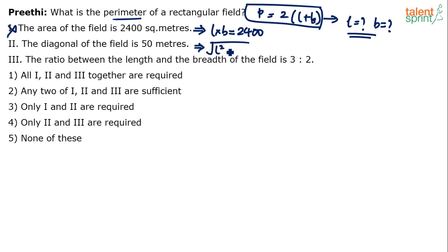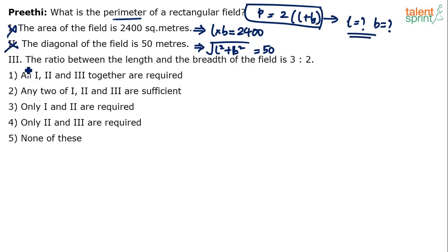Root over L square plus B squared equals 50. Is this enough to get the answer? No. Again, there is one equation which involves both L and B, but individually what is L and what is B is not known to us. So even statement 2 alone fails to give the answer, right?